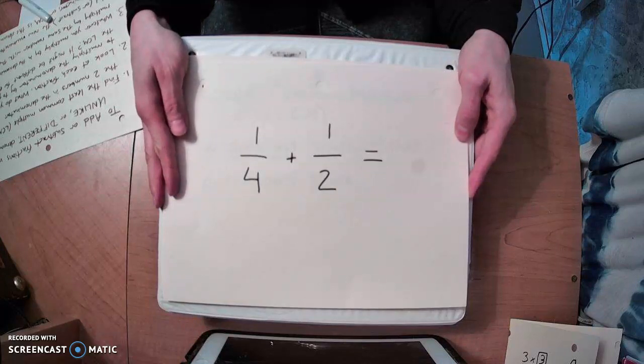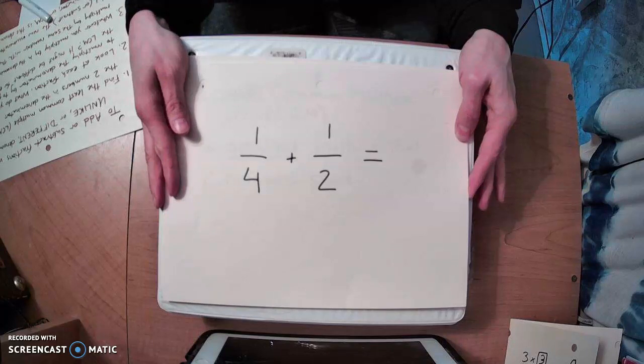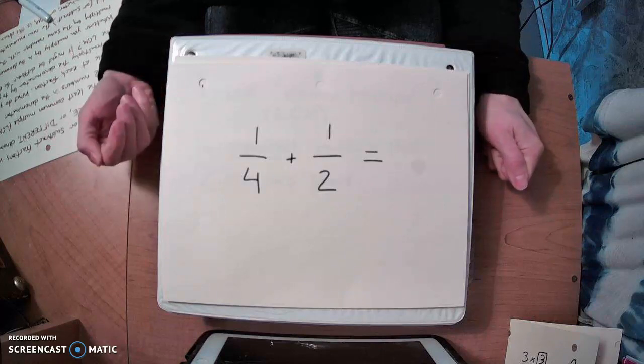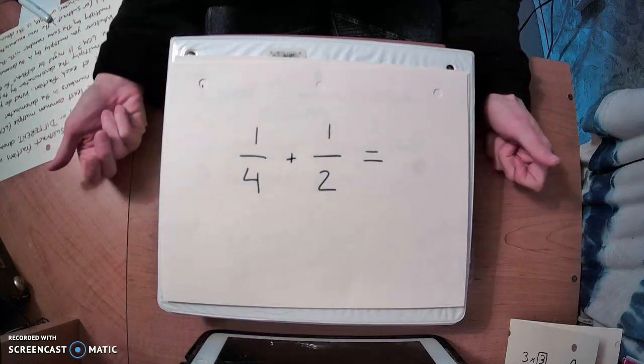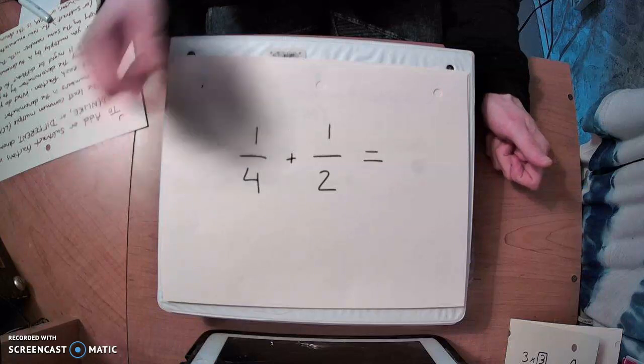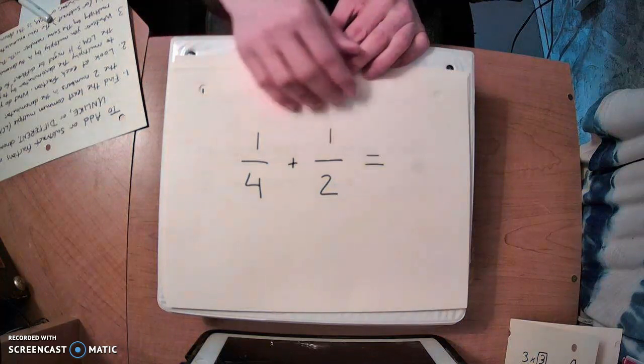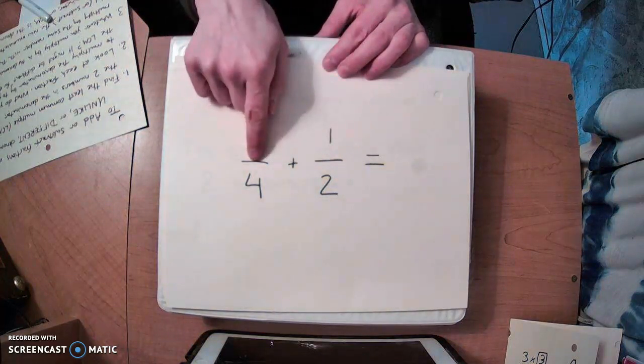Today I'm going to show you an example of how to add fractions with unlike or different denominators. So just as a reminder, don't forget what the parts of the fraction are. The top number, or the number to the left of the fraction line, is called the numerator. And the number below or to the right of the fraction line is called the denominator.